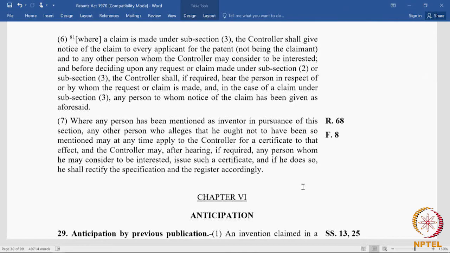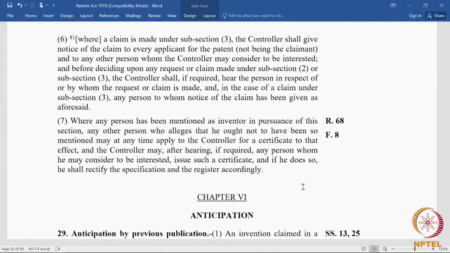7, where any person has been mentioned as inventor in pursuance of this section, any other person who alleges that he ought not to have been so mentioned may at any time apply to the controller for a certificate to that effect, and the controller may, after hearing, if required, any person whom he considers to be interested, issue such a certificate, and if he does so, he shall rectify the specification and register accordingly. Now, there are very few instances where the controller can issue a certificate. This is one case where the controller can issue a certificate.